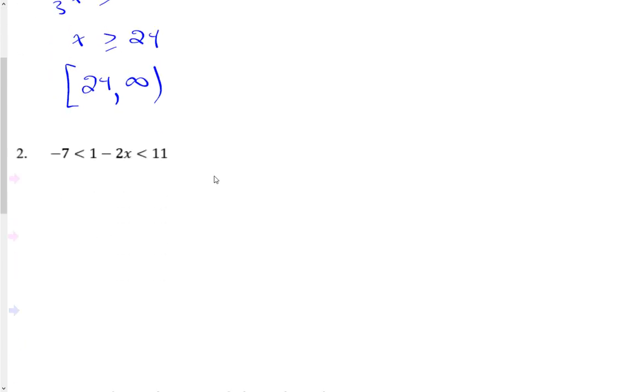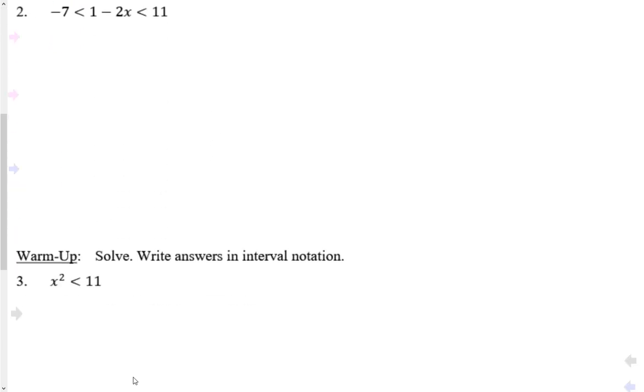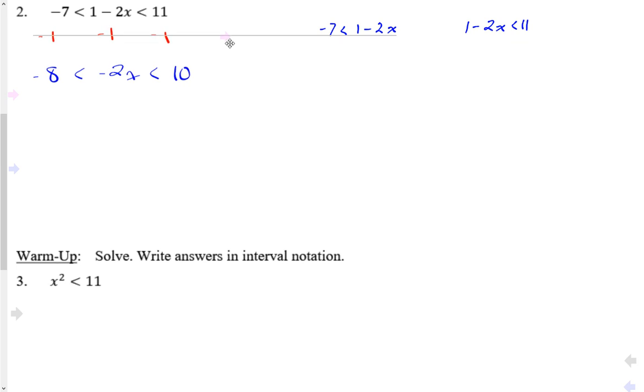On to question number 2. Now, what you may have done in solving question number 2 here is you may have written two separate inequalities and then gone through the steps to solve each of them separately. But that's not what I'm going to do. Instead, I'm going to keep it as this compound inequality and then just make sure that whatever I do to one region, I do to all three of these regions of this inequality.